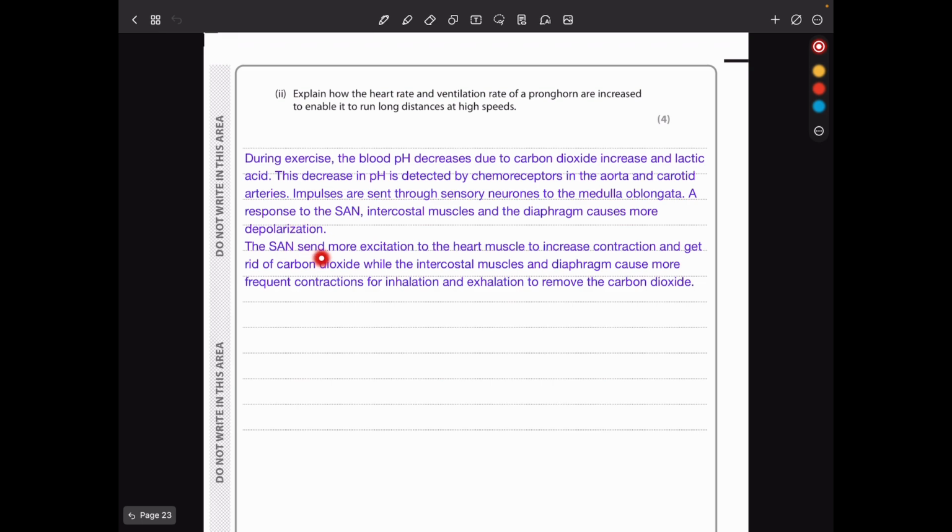The sinoatrial node sends more excitation to the heart muscle to increase contraction and get rid of carbon dioxide, while the intercostal muscles and diaphragm cause more frequent contractions for inhalation and exhalation to remove the carbon dioxide.